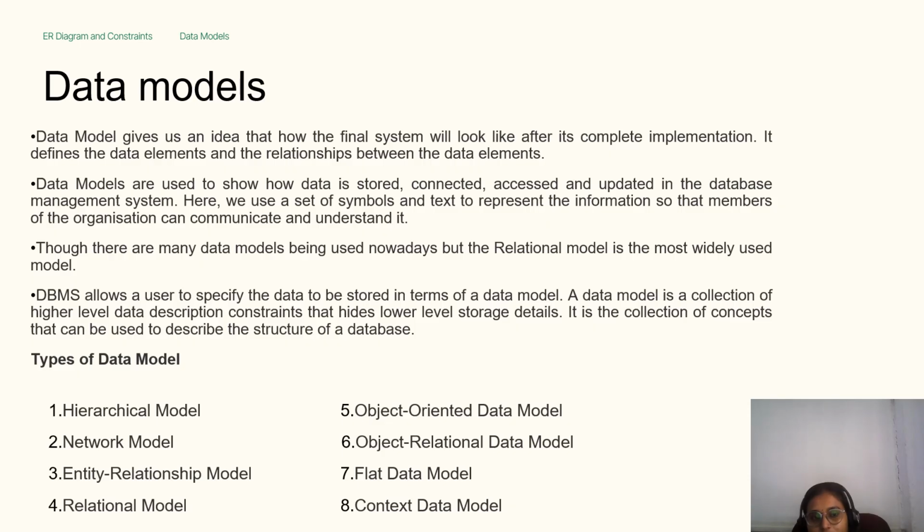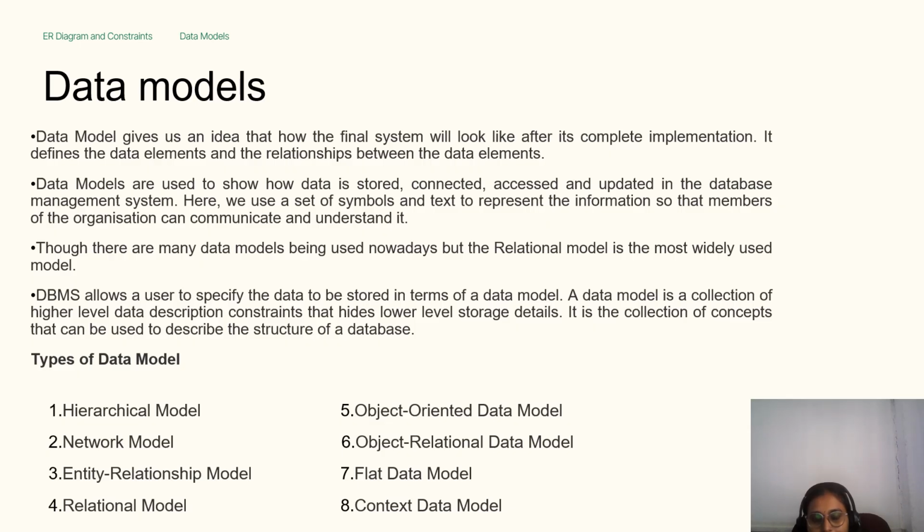We can start with data models. So what is a data model? A data model gives us an idea of how the final system will look after its complete implementation. It defines the data elements and the relationships between them. Data models are used to show how data is stored, connected, accessed and updated in the database management system.